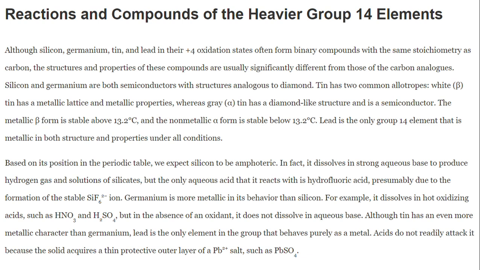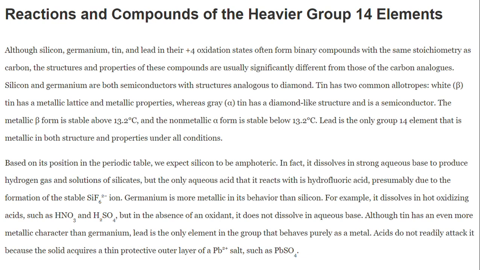Based on its position in the periodic table, we expect silicon to be amphoteric. In fact, it dissolves in a strong aqueous base to produce hydrogen gas and a solution of silicates. But the only aqueous acid that it reacts with is hydrofluoric acid, presumably due to the formation of the stable SiF6 2-.